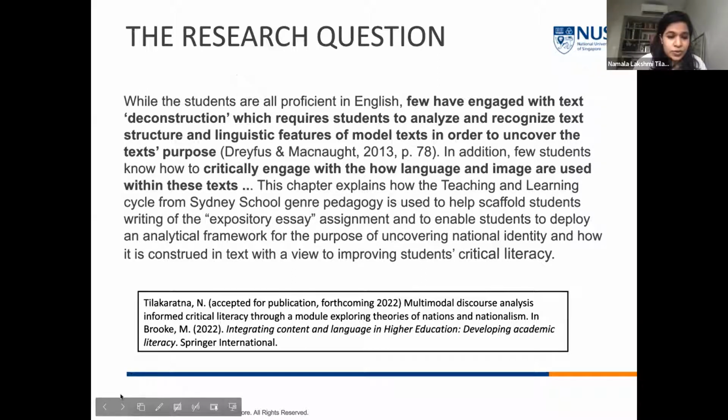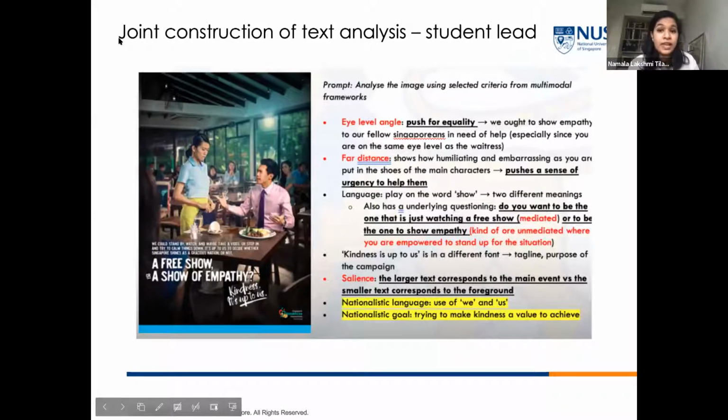I'm not going to go through the research cycle so much to say I've got joint construction of texts, for instance, in class. So, things that my students work on, how they use particular frameworks to analyze the kinds of artifacts that we bring into the classroom. So this is something that my students did on a Google Doc. And it's just interesting for me to see how students move through the use of analytical frameworks. So using specific theoretical metalanguage like eye-level, eye-level angle, far distance, and then interpretation, what does it mean? Pushes for equality, a sense of urgency to help, and then go to the next level to try and bring in elements of nationalism, which is the goal of the course.